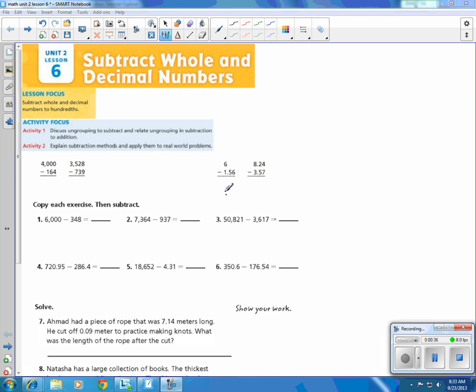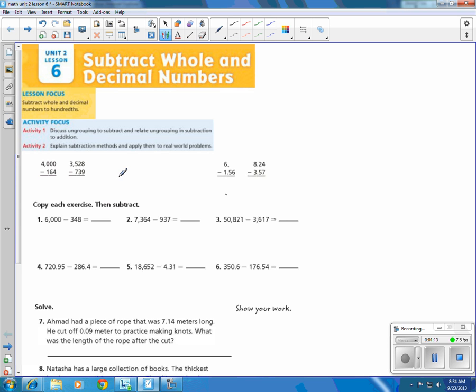Same thing here with these decimal numbers, subtracting with decimal numbers. It's pretty much the exact same way as borrowing or ungrouping with whole numbers. We don't have anything in our ones, tenths or hundredths place to subtract from. So we would have to come over and ungroup this ones place to bring over. We'll work some example problems and I'll show you what I mean by that.